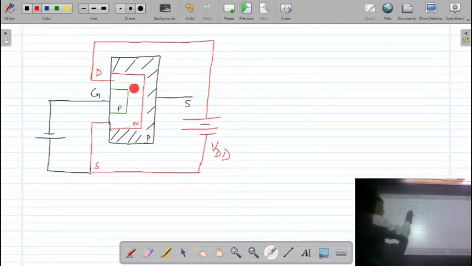So only electrons are going here. So only one type of charge carrier is used for the conduction. If it is a P-type field effect transistor, then instead of electrons, only holes are going. Here the electron is going like this. Now let us see how this current is controlled.